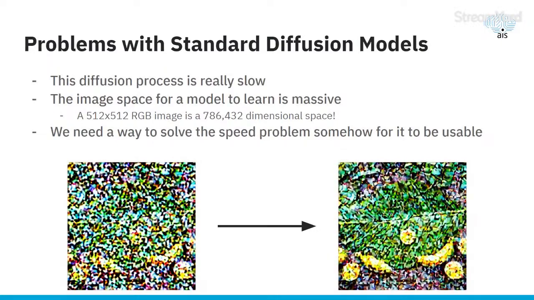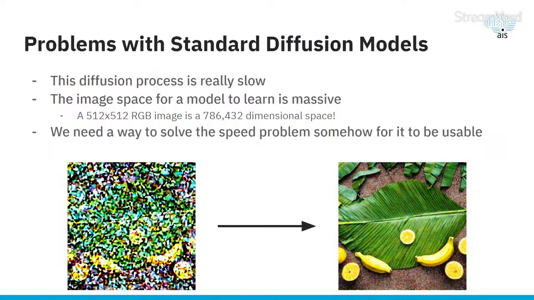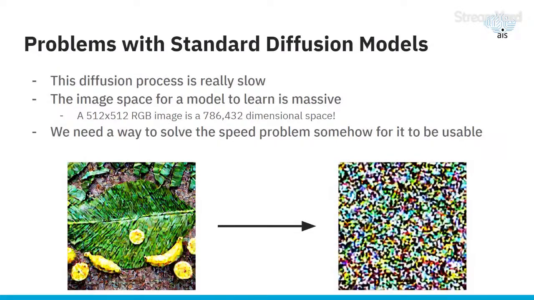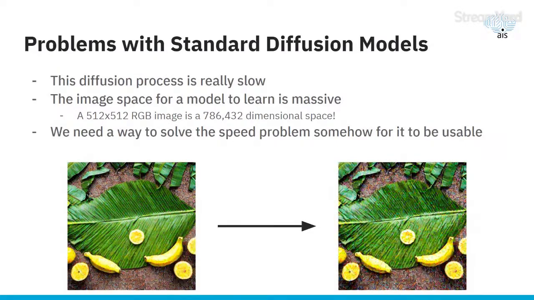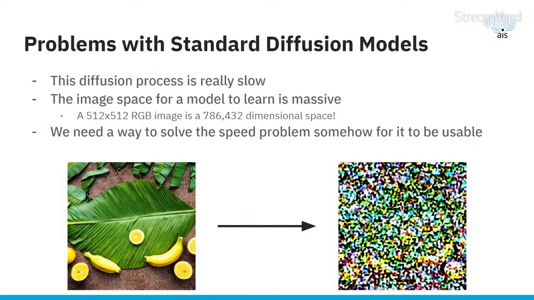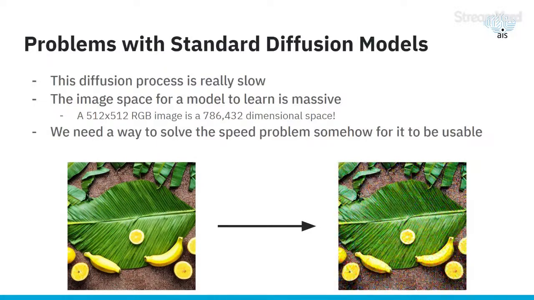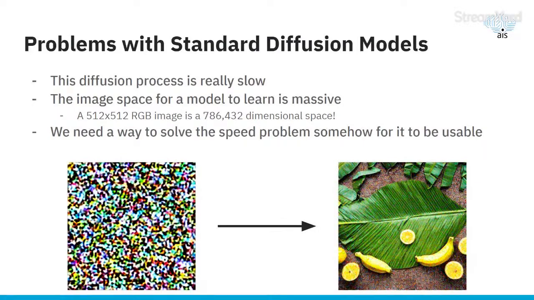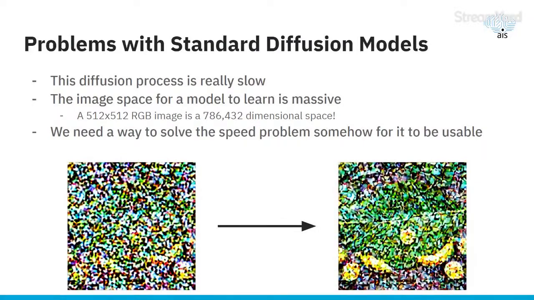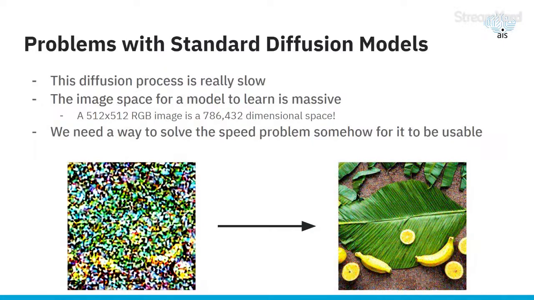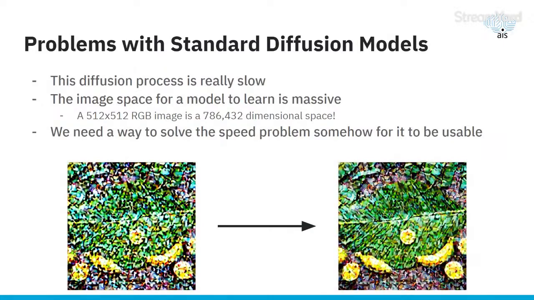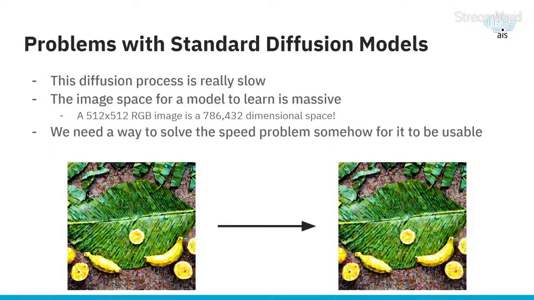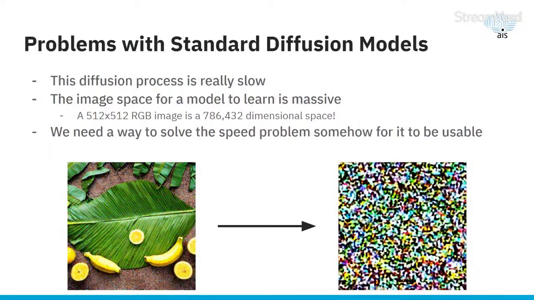So for instance, a 512 by 512 RGB image is going to have a lot of different input values, basically a huge number of possible values. Imagine it like a vector. If you were to compress it into just a smaller line of values, it would be over 700,000 dimensions. It'd be a crazy amount to deal with. It's just a lot, and we need to find a way to deal with the speed issue. Otherwise, it's just kind of unusable.